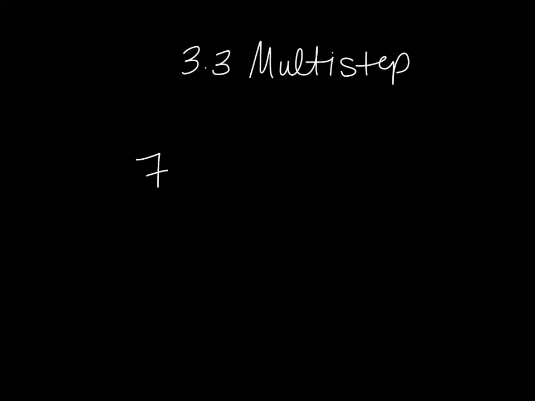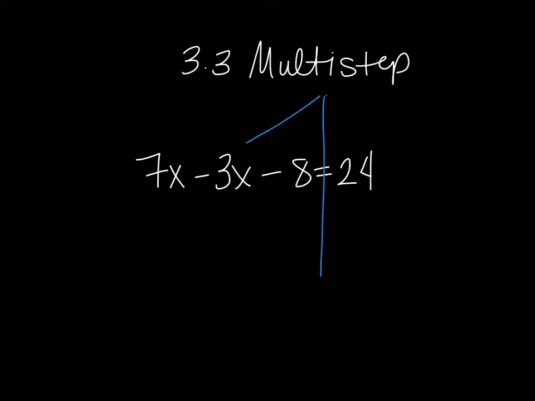For example, if I have 7x minus 3x minus 8 equals 24. Again, I have this idea of a balance, so whatever I do to one side, I have to do to the other. But that refers to if I'm adding things to it or doing something crazy. If I'm just doing the math that it says, I'm just going to do the math that it says.